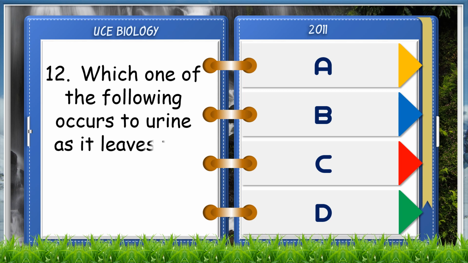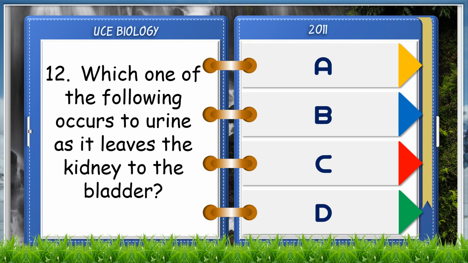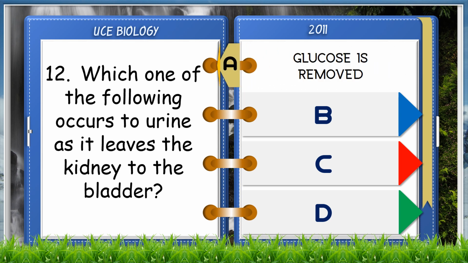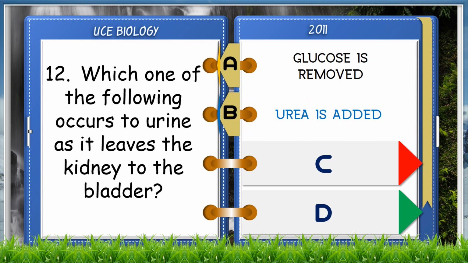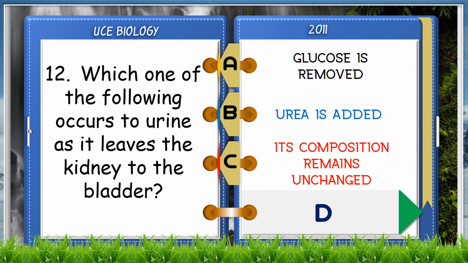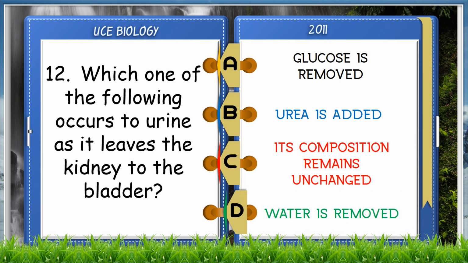Which one of the following occurs to urine as it leaves the kidney to the bladder? A. Glucose is removed. B. Urea is added. C. Its composition remains unchanged. D. Water is removed. The answer is C. Its composition remains unchanged.